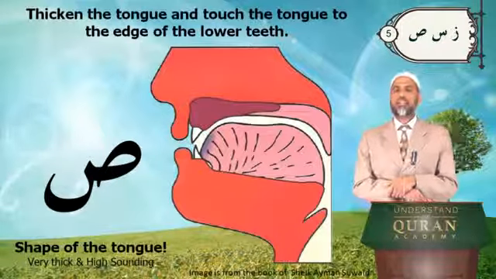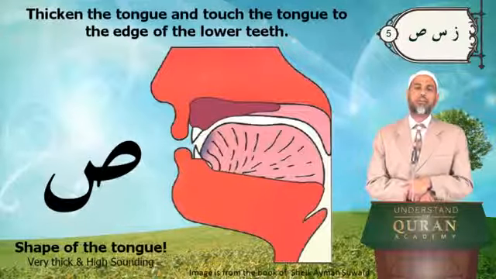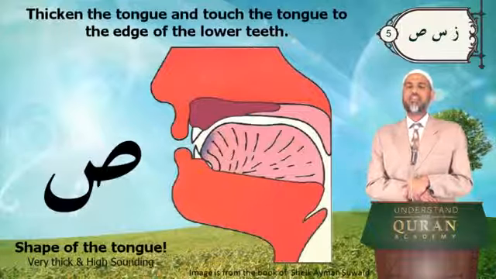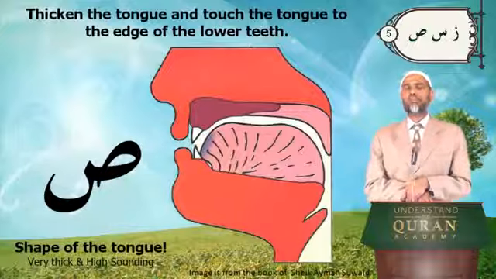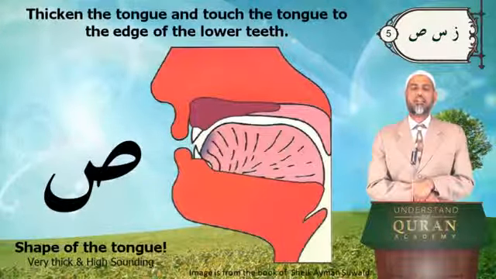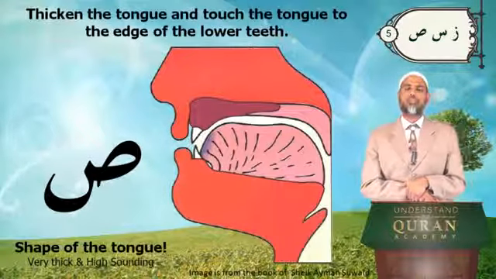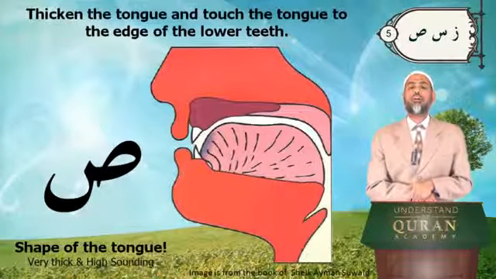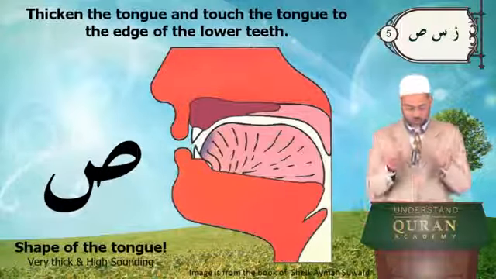So how do you say the English word saw? I saw him. You don't say it like that. You say the letter Sad. Anyway, you just make your tongue thick. Don't say swad, no, it's not swad. It's Sad. Make your tongue thick, not your face round or lips round.